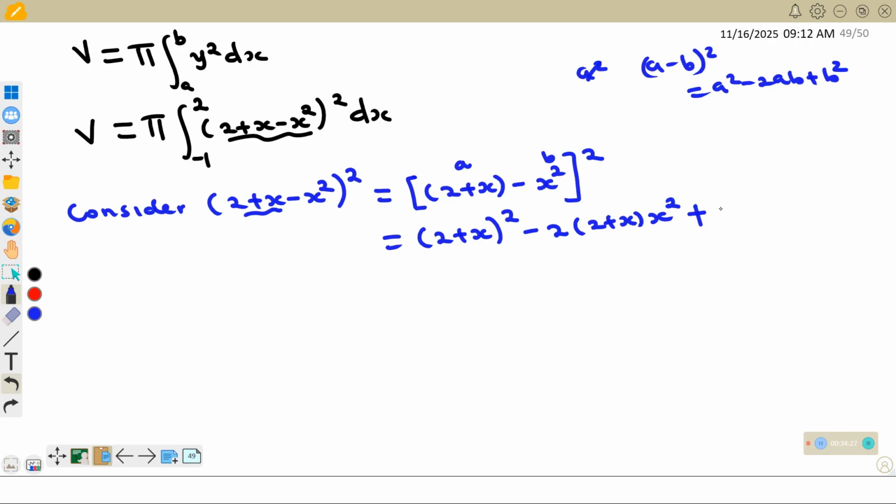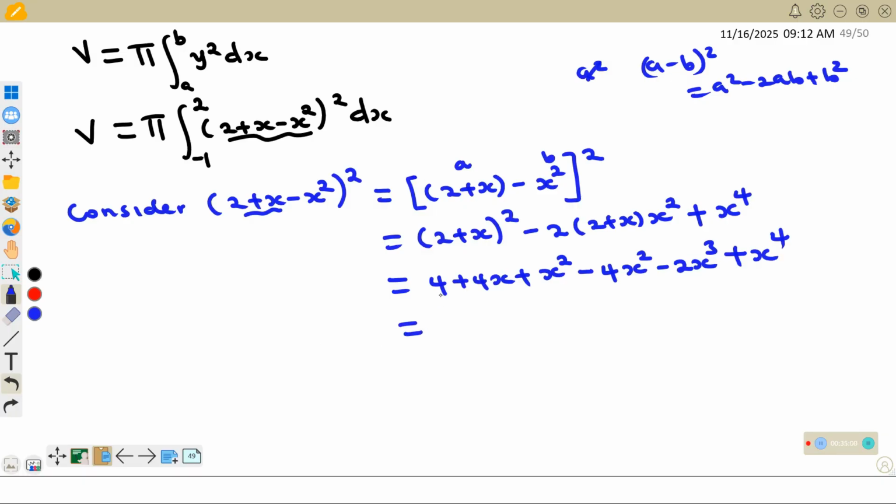So this will be plus x squared, again squared, which is x to power 4. So this can also be expanded to give us 4 plus 4x plus x squared. We can try to simplify this. This will be minus 2x squared times this, which will give us minus 4x squared. Then minus 2x squared times x squared will give us minus 2x to power 3. Then plus x to power 4.